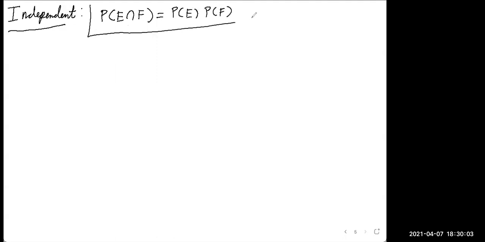Okay. So 2 events are independent if and only if the probability of their intersection is the same thing as the probability that you multiply them. This is the definition of independence. It doesn't mean any more and it doesn't mean any less.